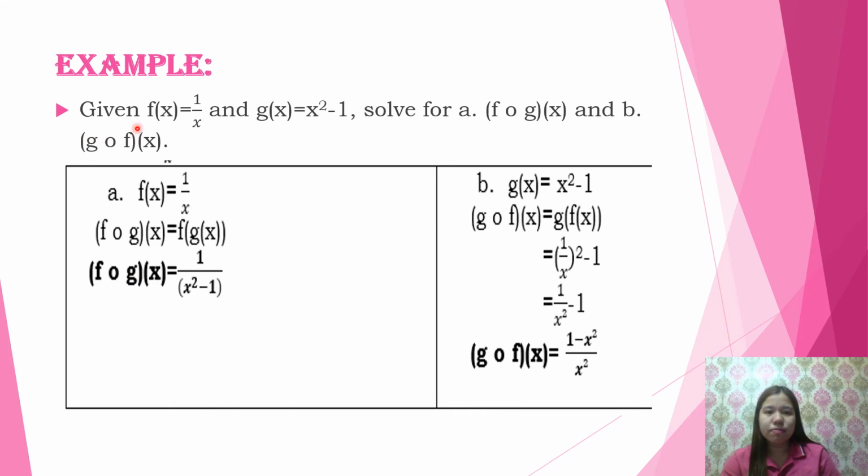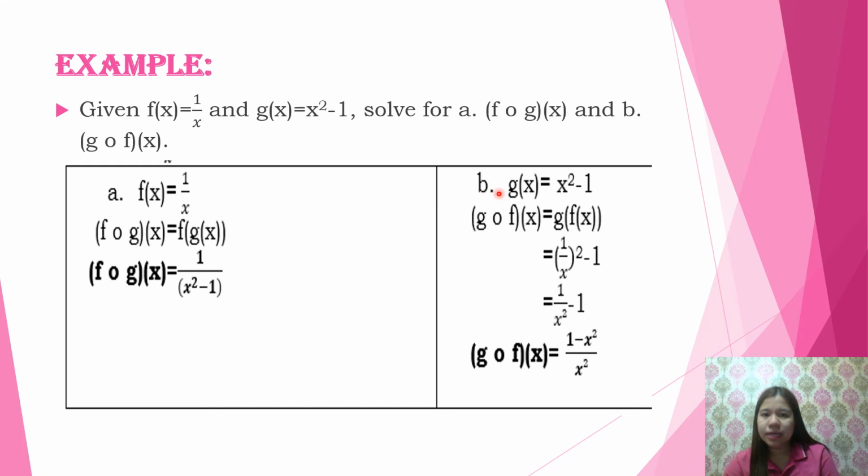For the third example, we have f of x is equal to 1 over x and g of x is equal to x squared minus 1. Solve for letter A, f of g of x, and letter B, g of f of x. For letter A, we have f of x, which is 1 over x. So, isusulat muna natin ang equation, and then x will be replaced by g of x. Ang equation ng g of x ay x squared minus 1. So, we have here 1 over x squared minus 1.